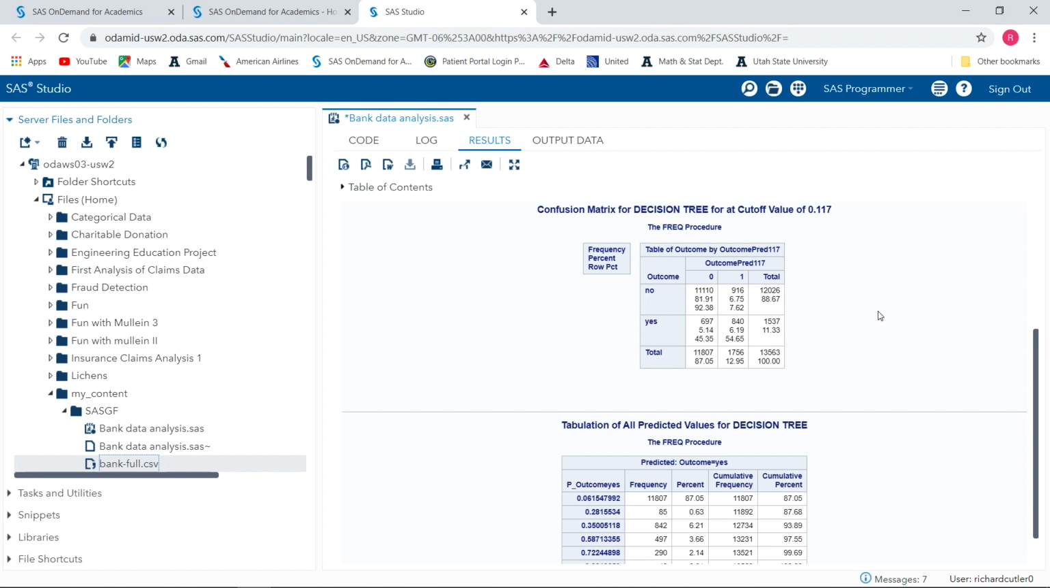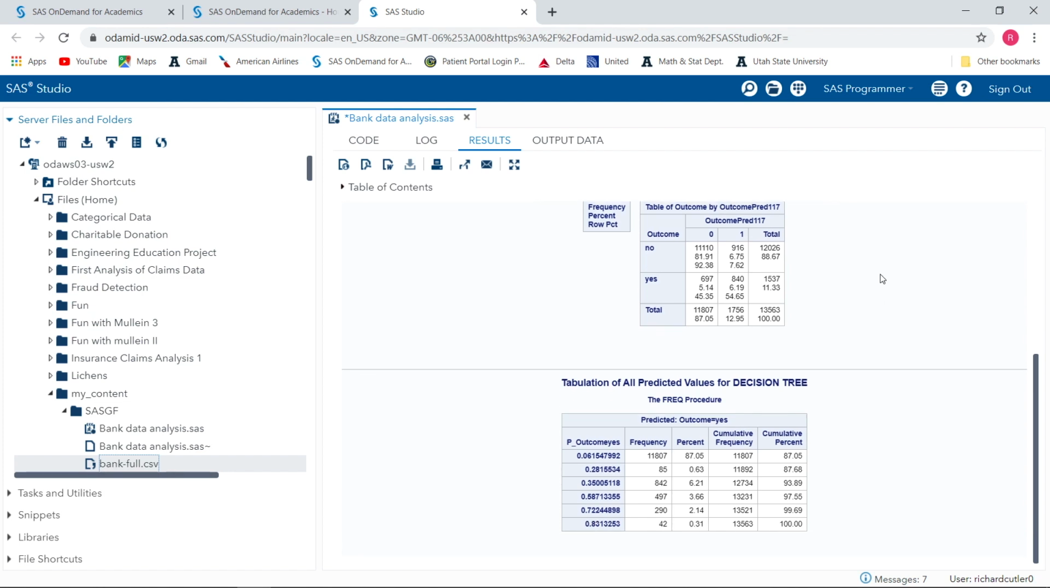And so it occurred to me that I should look at the predicted values that are coming out from the decision tree. Because there are only 6 terminal nodes or leaves, there are only going to be 6 predicted values. And here are those predicted values. So by changing the cutoff from 0.5 to 0.117, I put these 842 observations and 85 observations into the predicted outcome equals yes category, but that's still a tiny number compared to the 11,807 which have a predicted value of 0.06 and therefore are predicted no.